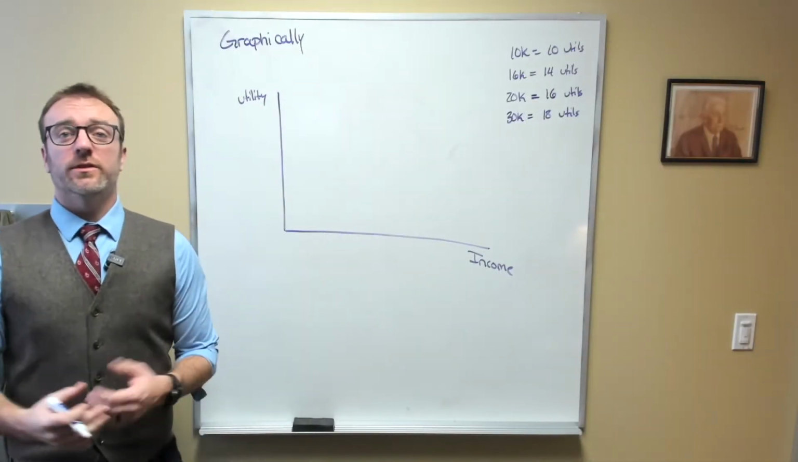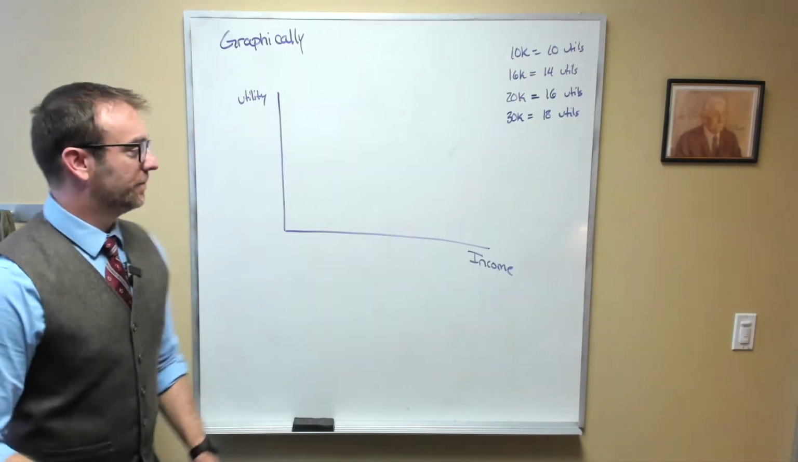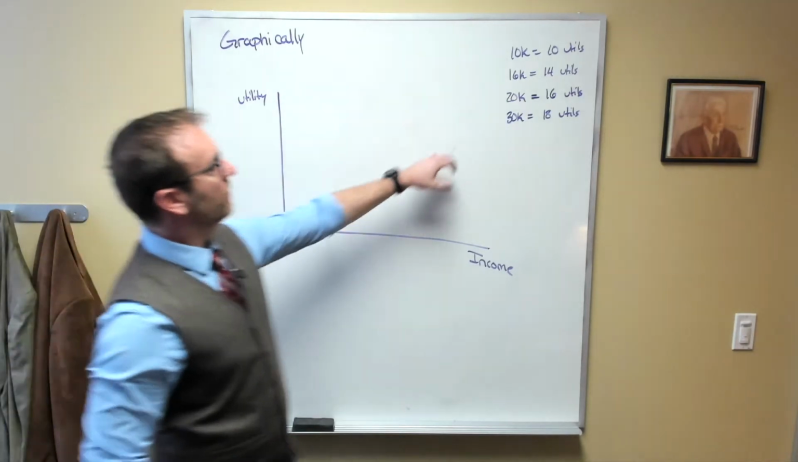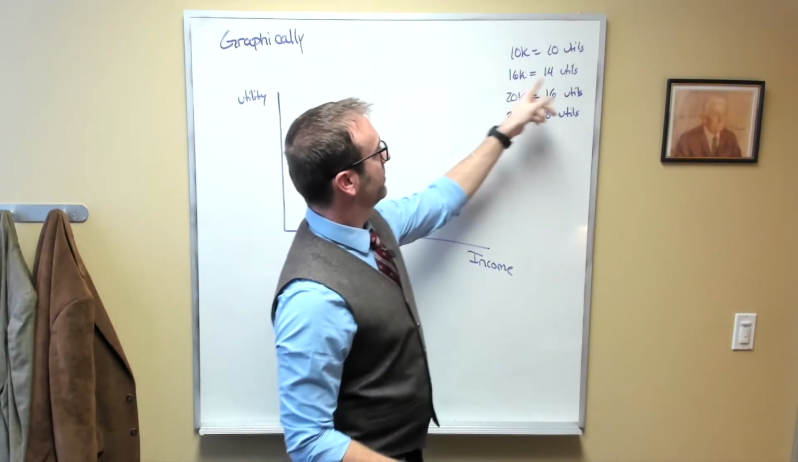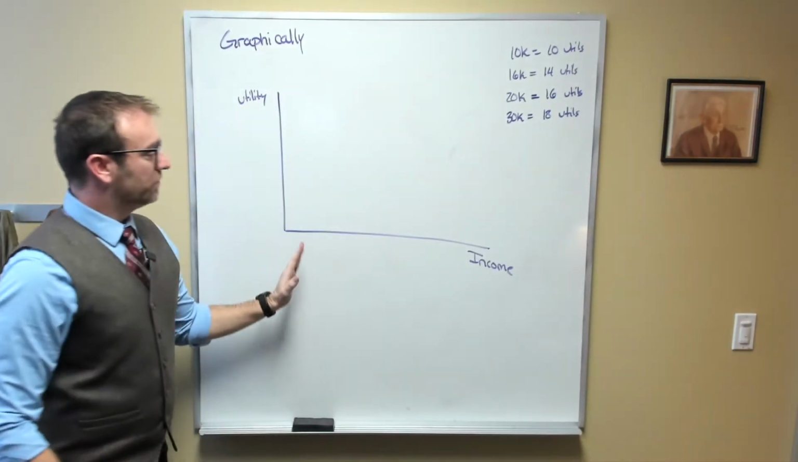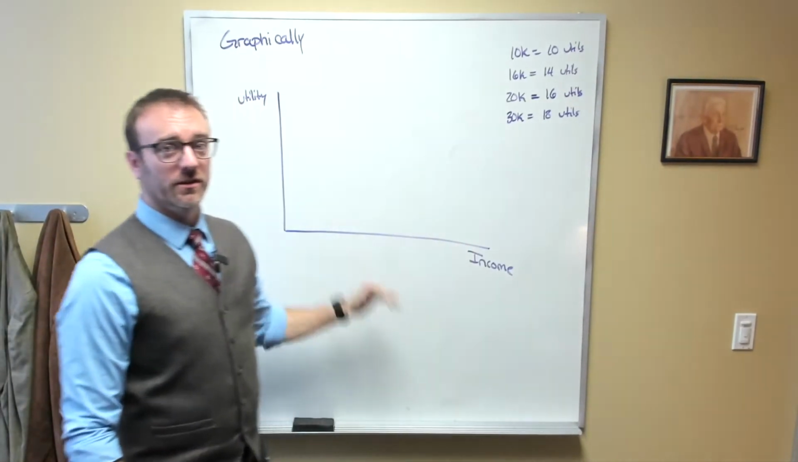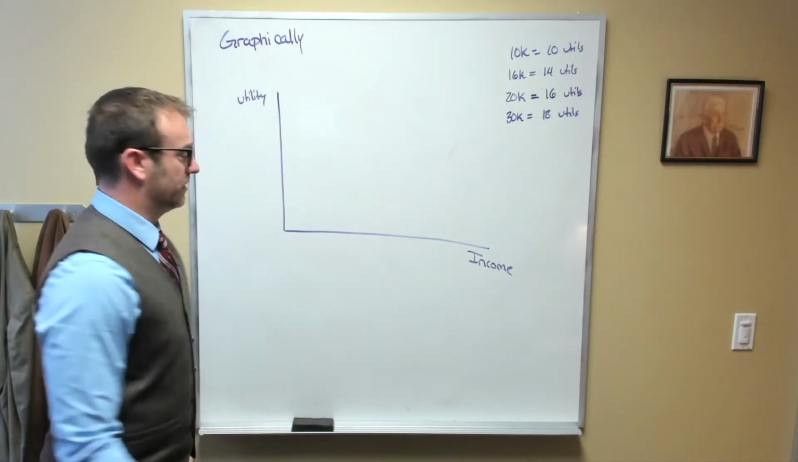Okay, so we can think about all of this graphically or geometrically if we want. So what we know from here, we have a set of points. $10,000 is equal to 10 utils, 16 is 14, 20 is 16, 30 is 18. So we can plot these along these axes here of income and utility. So let's just go ahead and do that real quick.